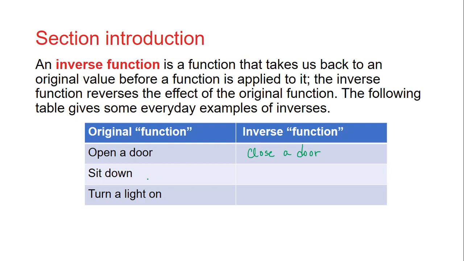If the original function is to sit down, the inverse of that would be to stand up. If the function is to turn a light on, we can turn the light off. I mean, those are simple ideas, but it does get to the point of what an inverse function is. We applied some operation to take us to some location, and then the inverse function is going to be the operation that takes us back to the effect of not even doing that operation.